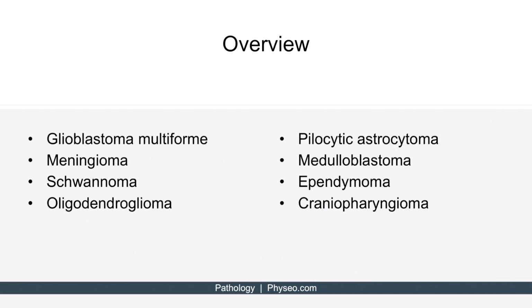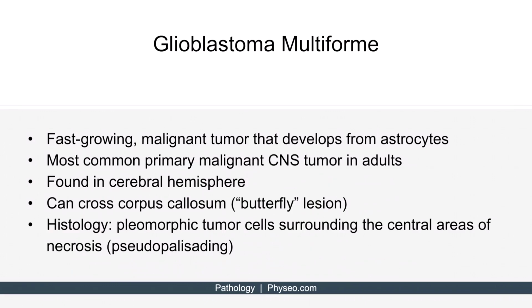Let's begin with glioblastoma multiforme. This is a fast-growing malignant tumor that develops from astrocytes, which are glial cells that regulate the transmission of electrical impulses within the brain. It's the most common primary malignant CNS tumor in adults and is found in the cerebral hemisphere, which can cross the corpus callosum in the shape of a butterfly, which can be known as a butterfly lesion. The term pseudopalisading can be used to describe the central areas of necrosis surrounded by pleomorphic tumor cells.